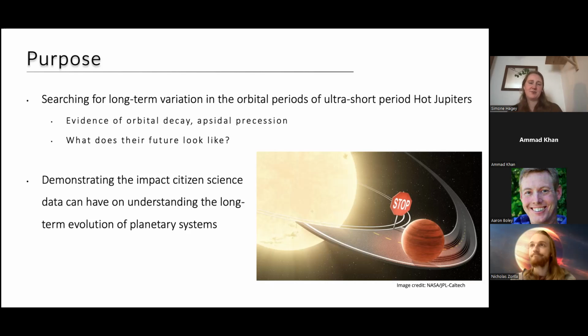What does their future evolution look like? And the other aspect of this project that just kind of came about naturally is demonstrating the impact that citizen science data can have on understanding the long-term evolution of planetary systems.